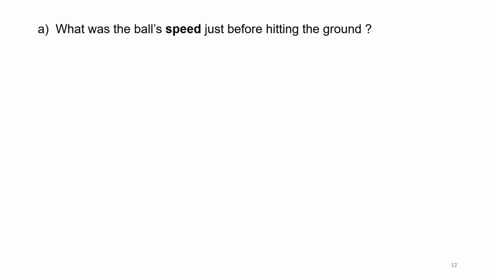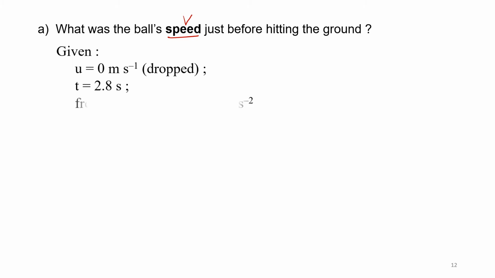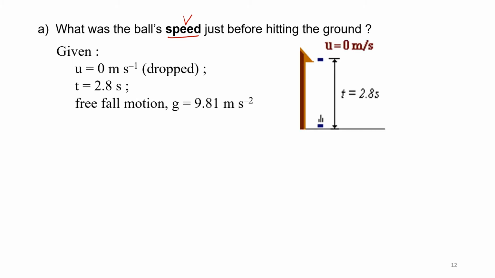Question A, what was the ball speed just before hitting the ground? Speed, we consider final speed. Given information: initial velocity 0 meters per second because the ball is dropped, time 2.8 seconds. We use the equation V equal U minus GT.